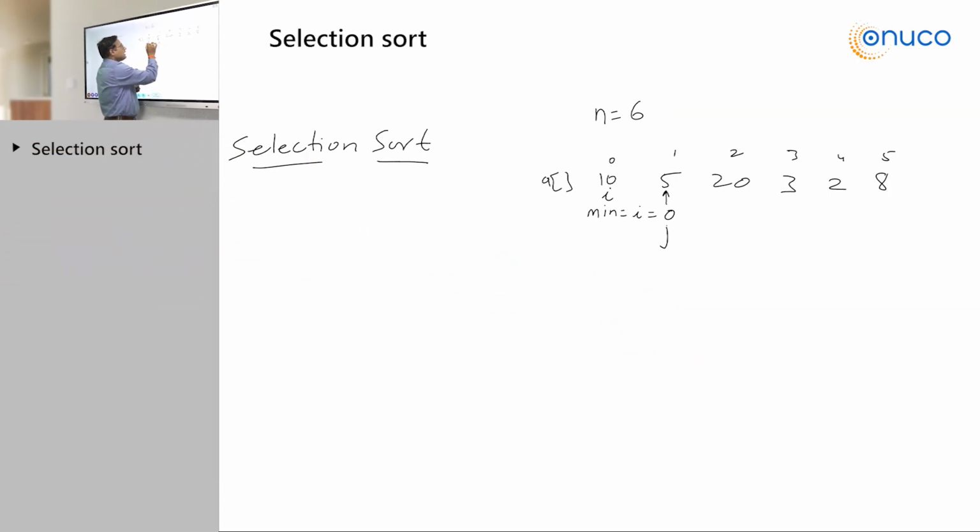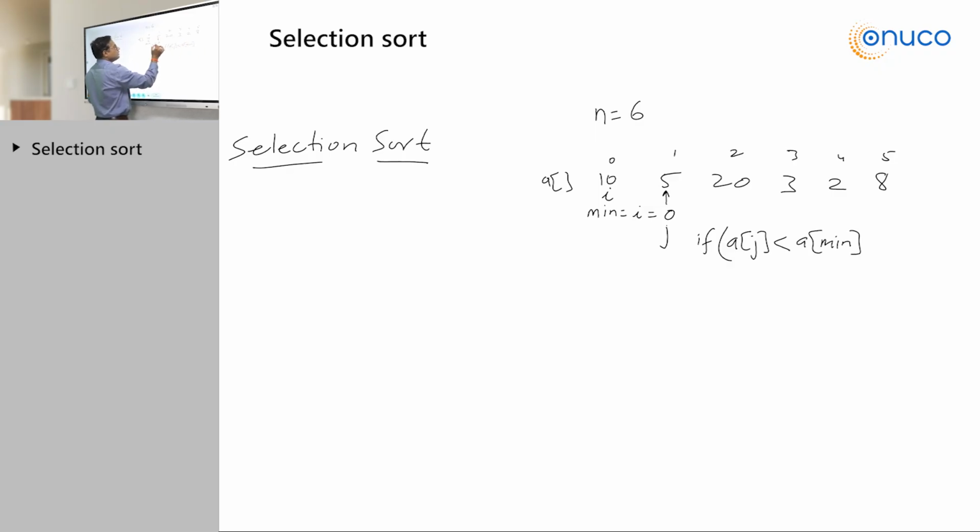So j pointer is what? I plus 1. Now we are going to compare a of j with a of min. What are we going to compare? We are going to compare if a of j is lesser than a of min.